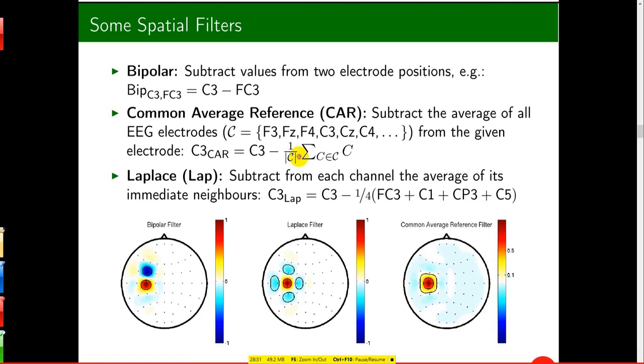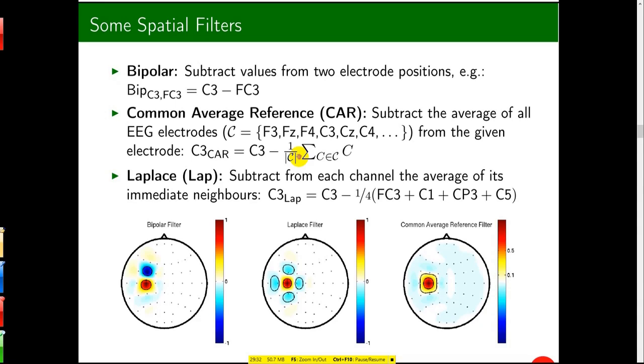Another one is more accurate, more localized than common average referencing. If you have a global average in common average referencing, in the Laplacian filter we make a local average and subtract. For instance, look at this. C3 is replaced by taking the average of the neighboring channels and subtracting it from C3. So the new C3 corresponds to the following operation: FC3, C1, CP3, and C5. It's a local operation. You're subtracting the local average from each channel, and you do this iteratively for all of them.